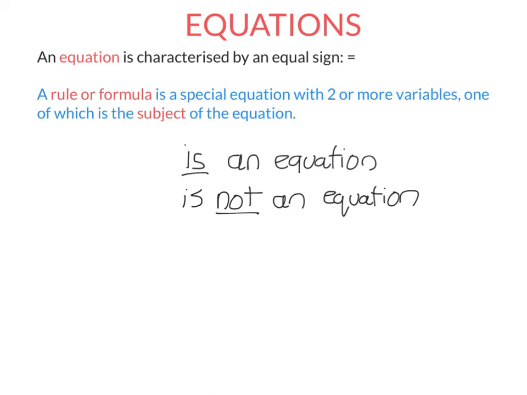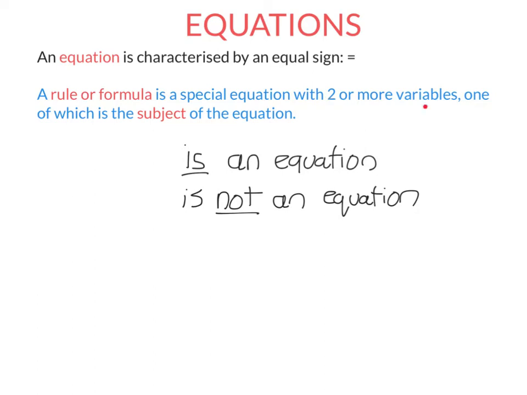Thank you so much for tuning into this video in which we will introduce equations. An equation has an equal sign. And we're also going to look at special types of equations called a rule or formula. So, a rule or formula is an equation, so it has to have an equal sign.